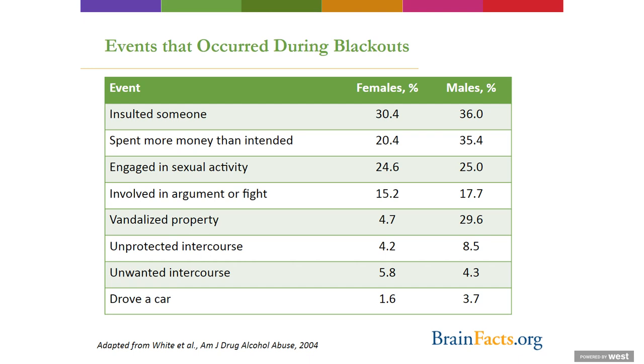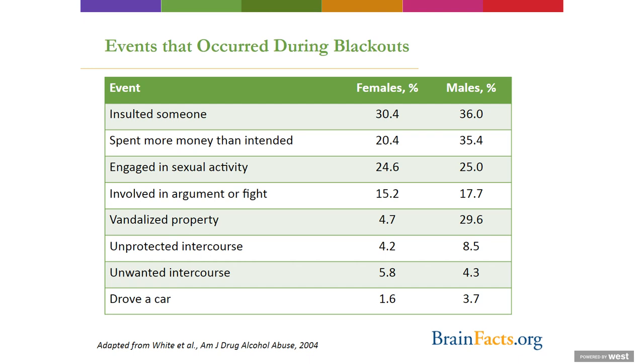Of course, people didn't remember doing these things. They found out that they did these things, maybe from their friends or from reports, maybe from a police record. They found out that they insulted someone. About a third of the people did that. Many of them spent more money than they intended. About a quarter of the people found out that they engaged in sexual activity. And if you skip down a few items, you'll find that much of that sexual activity was either unprotected or unwanted.